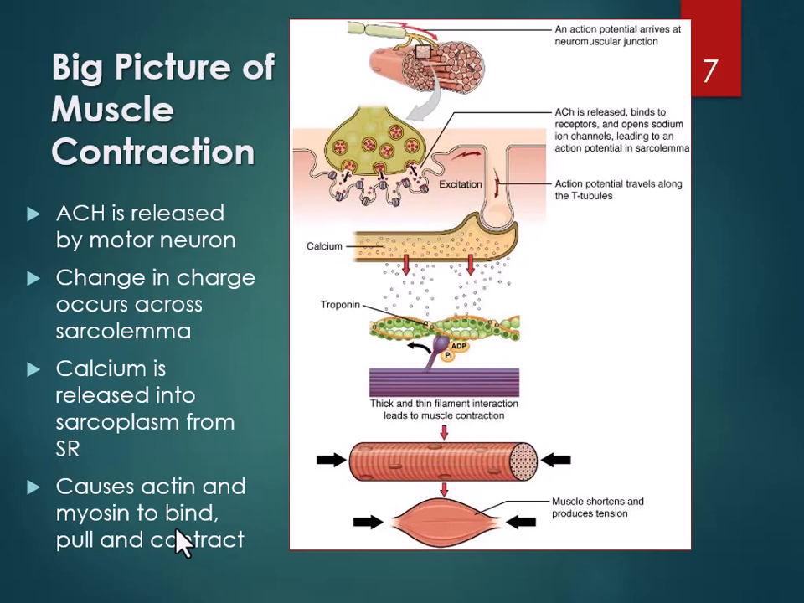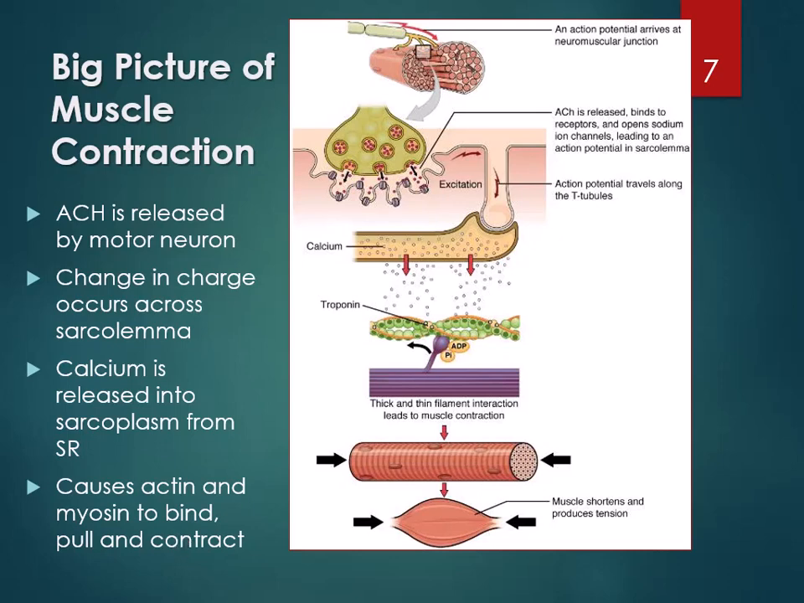and contract. So the 4 steps of muscle contraction. ACH is released, causes depolarization of the membrane. Calcium comes out of the sarcoplasmic reticulum inside the muscle fiber, which pulls away the troponin from the actin, which allows the actin and myosin to bind.